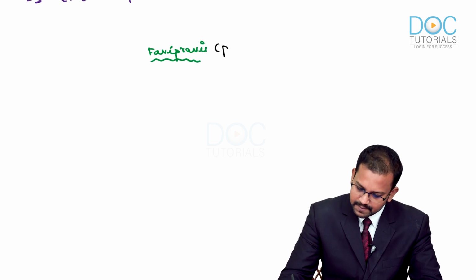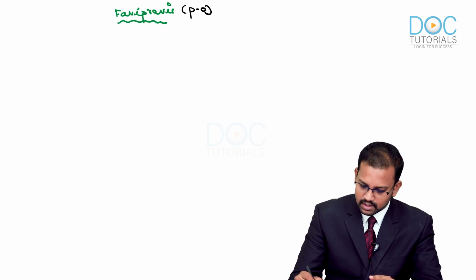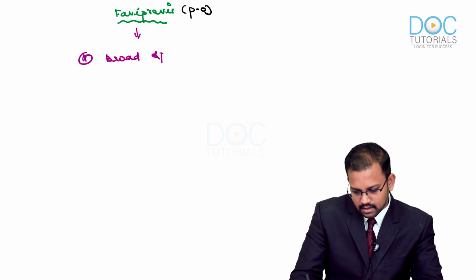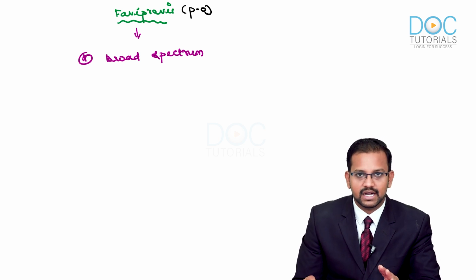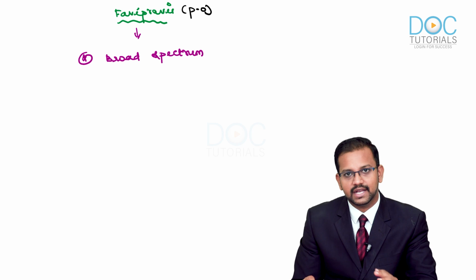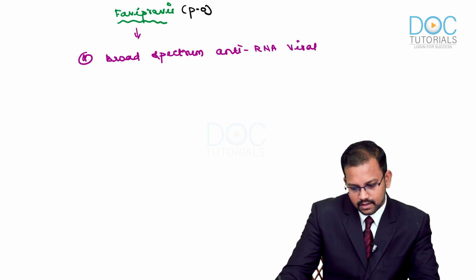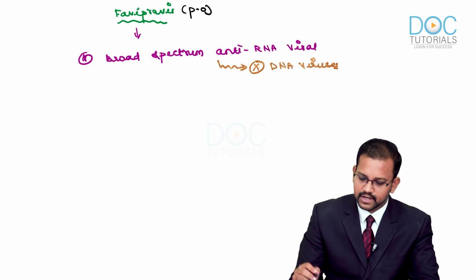Favipiravir is a drug which can be given via the peroral route, guys. It can be given via the peroral route. The first one, this drug is a broad spectrum antiviral agent. Not just an antiviral agent, it's an anti-RNA viral agent. Broad spectrum anti-RNA viral agent. Which means, what is the application of knowing that? It has got no effect on DNA viruses.